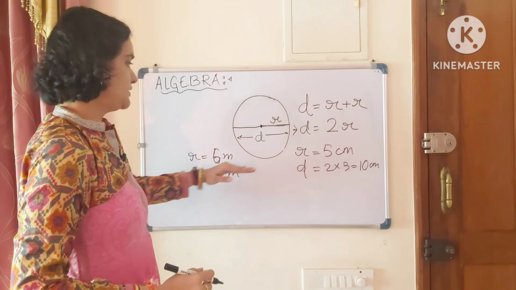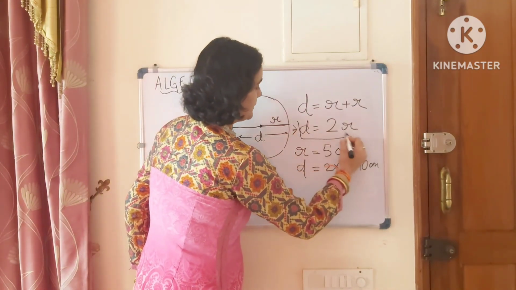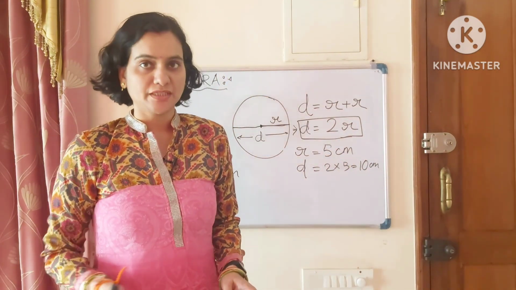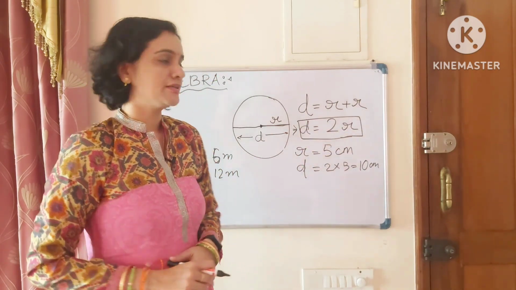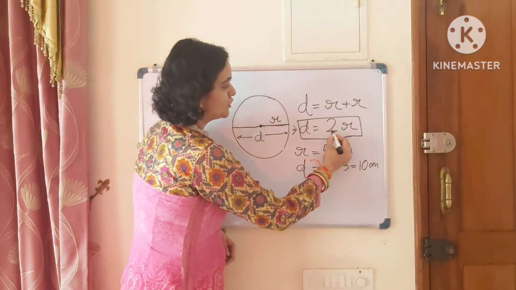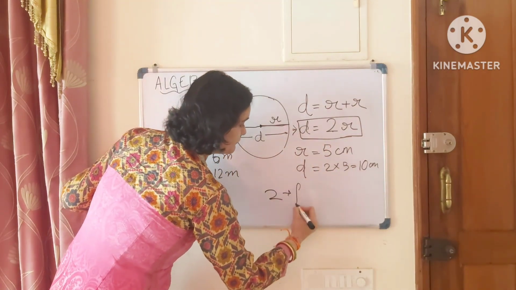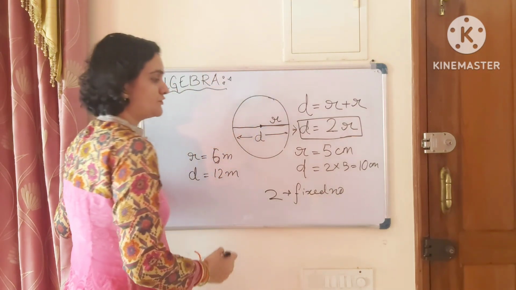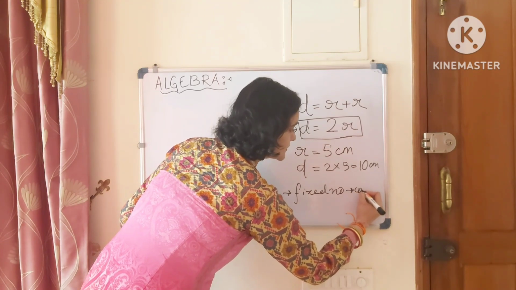Any unit of measurement we take, centimeter, meter, kilometer, this formula, diameter d is equal to twice the radius, 2 times radius, will not change. We know that. So this is a kind of algebraic equation where we have 2. 2 is a fixed number. Value does not change. Fixed value. So that is called a constant.